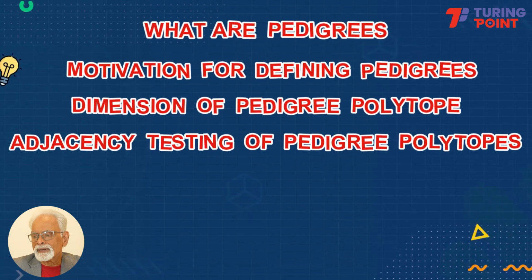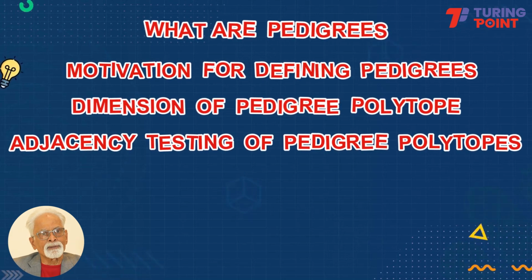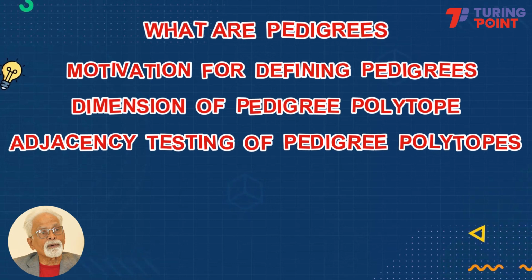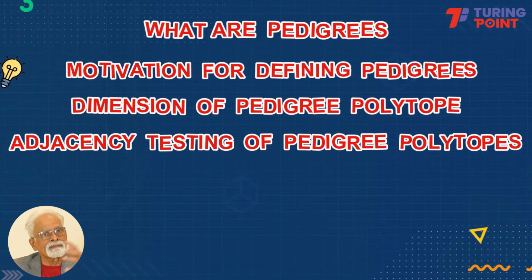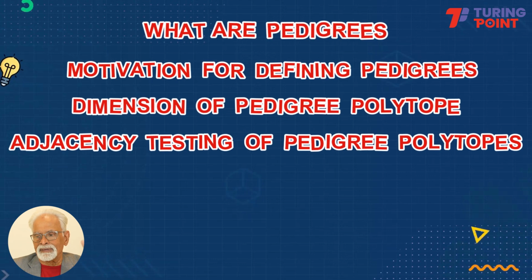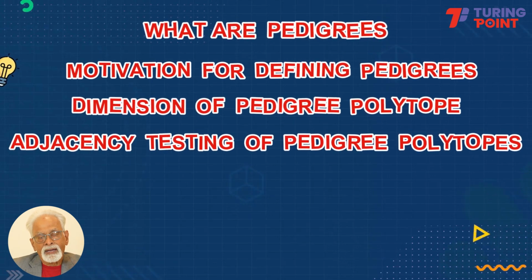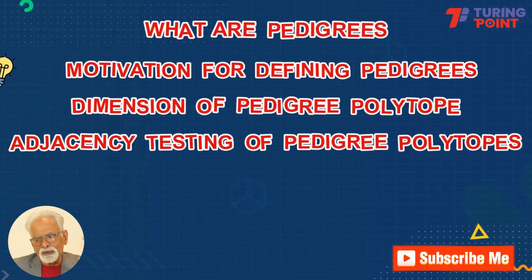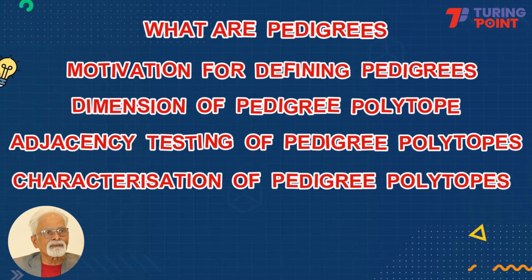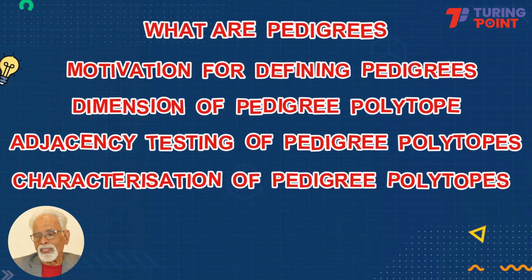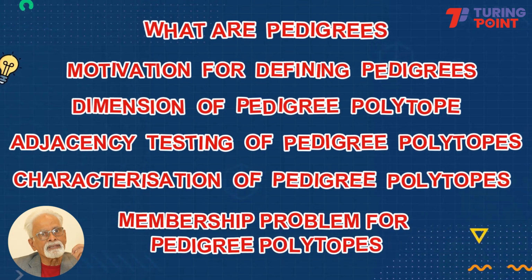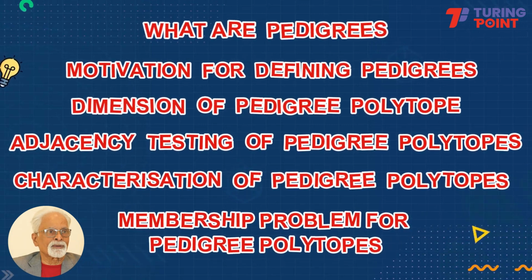Next, we will show that the pedigree polytope is a special kind of polytope called a combinatorial polytope. I will explain the definition in that module. And the most important step is characterizing the pedigree polytope and then studying the membership problem in the pedigree polytope.